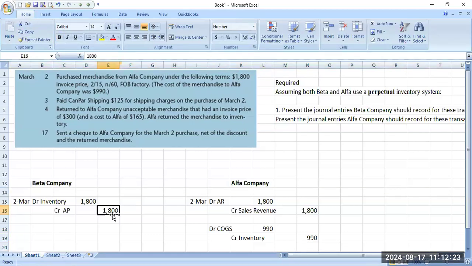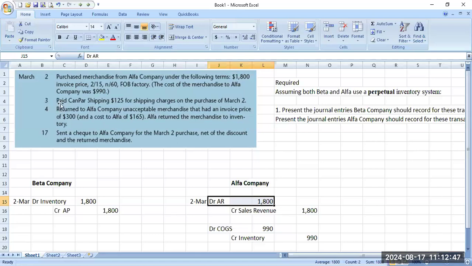So accounts payable in one company becomes accounts receivable in the other company. Same amount, everything is the same. The inventory that this company is reducing is different, because obviously this company is going to generate gross margin right away. Now let's see what's the next one.